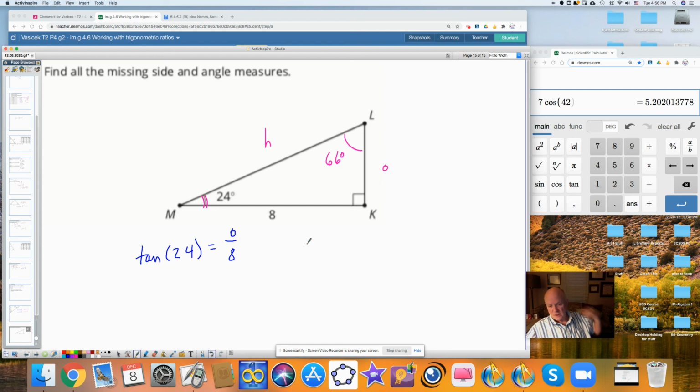If I do the adjacent over the hypotenuse, that would be the cosine of 24. From this as my reference angle, not 66. So I would get the cosine would be the adjacent over the hypotenuse. Here we cross multiply. I get h is equal to 8 over the cosine of 24. Make sure that you know how to do that and where that comes from.